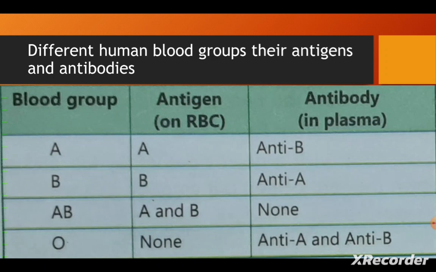The blood group B will have antigen B and antibody A. If the blood group is AB, then it has antigens A and B and no antibodies. It does not contain any antibody. If we have blood group O, it will contain none of the antigens, neither A nor B, and the antibodies are both anti-A and anti-B.